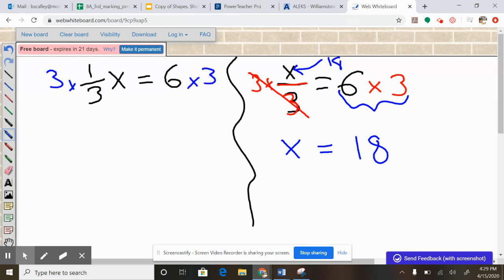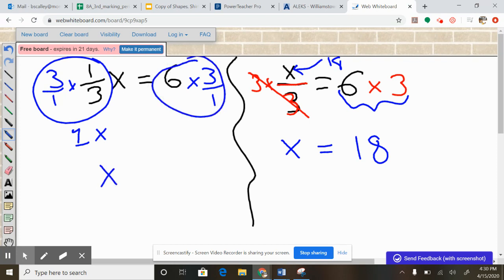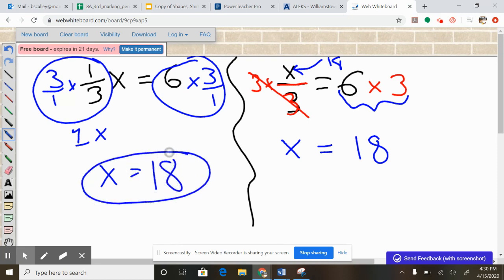Now, some people like to write the 3 as a fraction, so you write it like 3 over 1. And then what you should notice here is you have inverses, multiplicative inverses, 3 over 1 and 1 over 3. When those fractions are exactly flipped, what happens is it just gives me a 1. So this is 1x, or just x. And then over on this side, 6 times 3 over 1, or 6 times 3 is 18. So either way, I'm getting 18 for this answer.